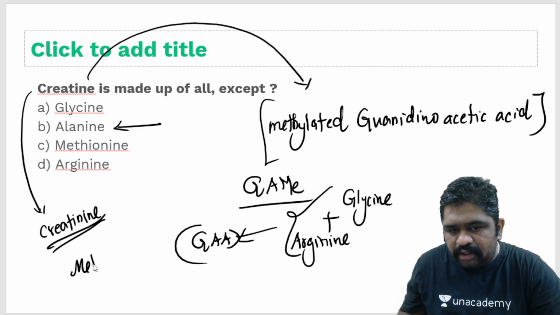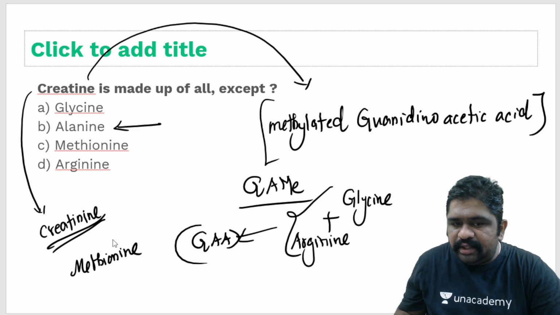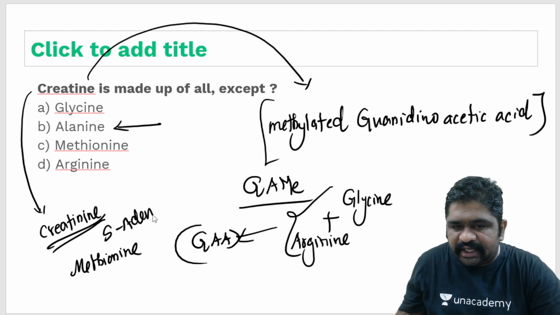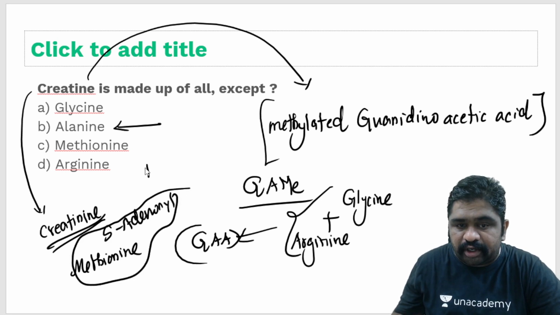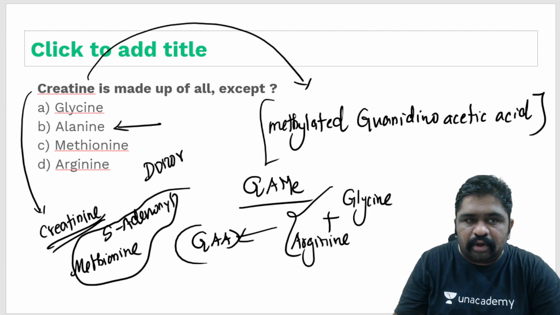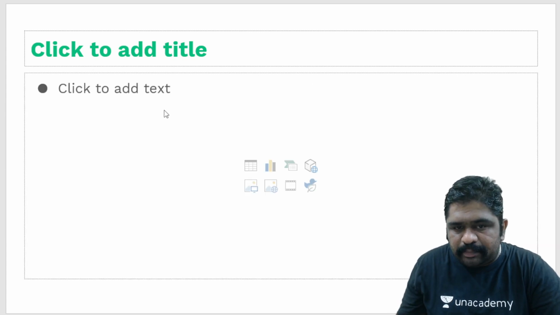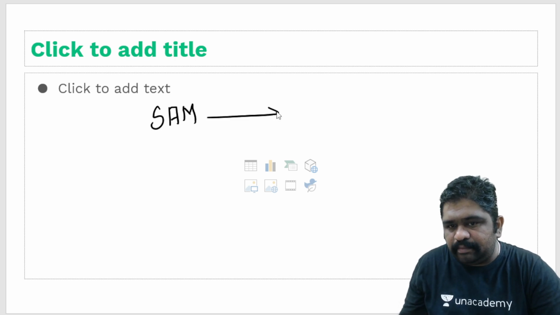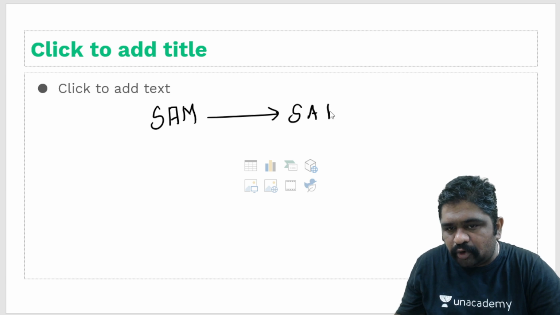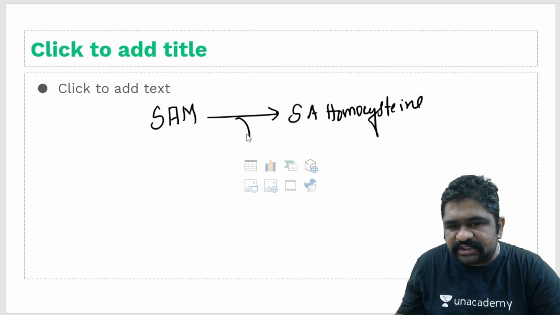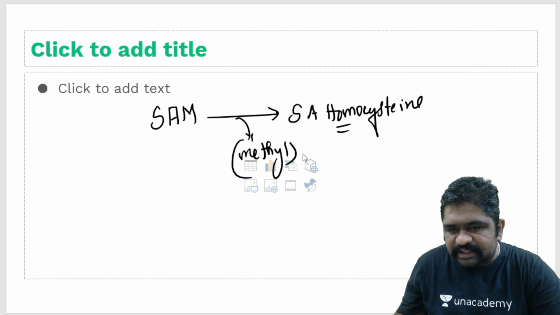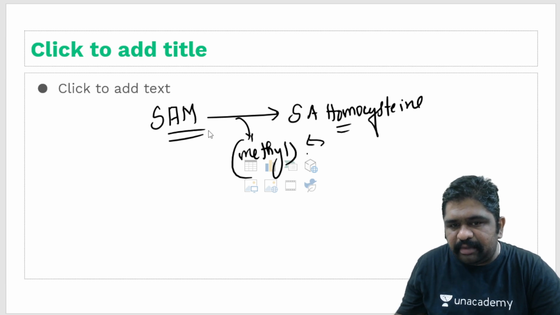This methionine will enter into the pathway in the form of S-adenosyl methionine. This S-adenosyl methionine is an important donor of methyl group. So let me write it here. S-adenosyl methionine, referred to as SAM, will become S-adenosyl homocysteine when it loses a methyl group. So the reverse is also true. If homocysteine gains a methyl group in the opposite pathway, it can become methionine.